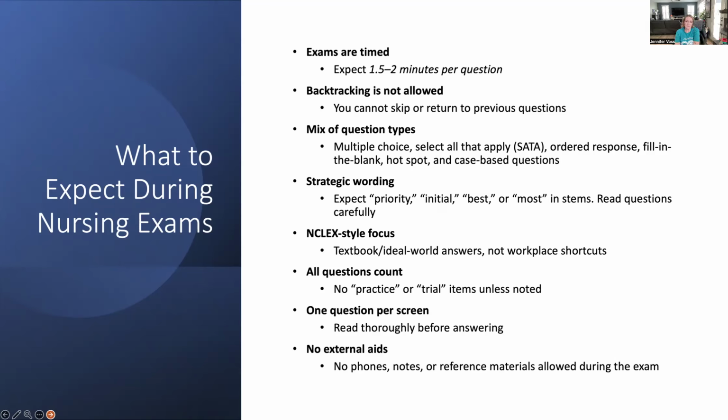There's going to be a mix of question types. So we are going to have a lot of multiple choice questions, select all that apply, or SATA questions, and ordered response, where it's going to say the nurse is performing a blood draw, right? A peripheral blood draw.